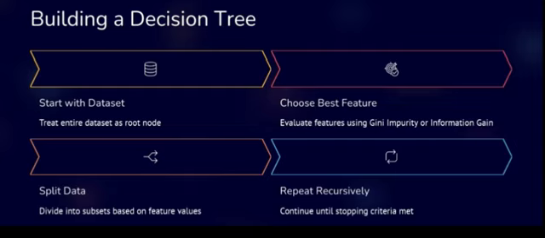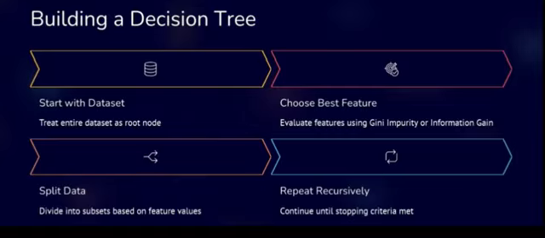And how is a decision tree built? A decision tree is built by starting with the entire data set, and we have to choose the best feature. At each node, we have to evaluate the features to determine the best split of the data. The best feature is usually the one that minimizes the impurity. For example, Gini impurity for classification, and for regression, we use mean squared error.